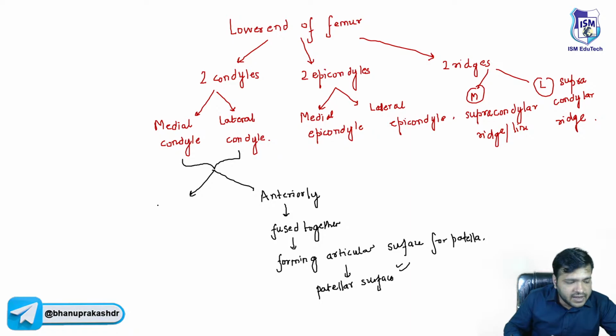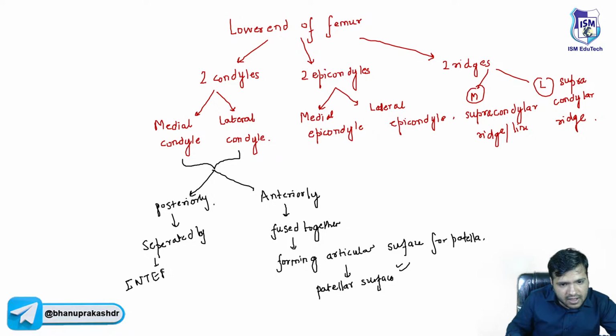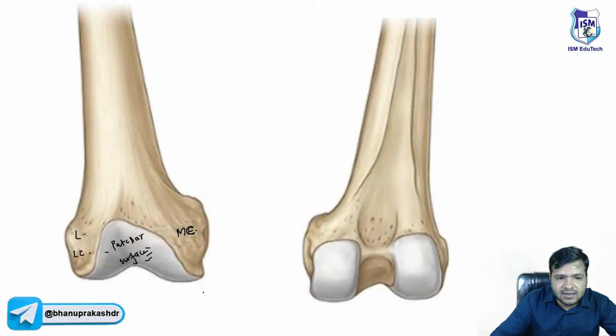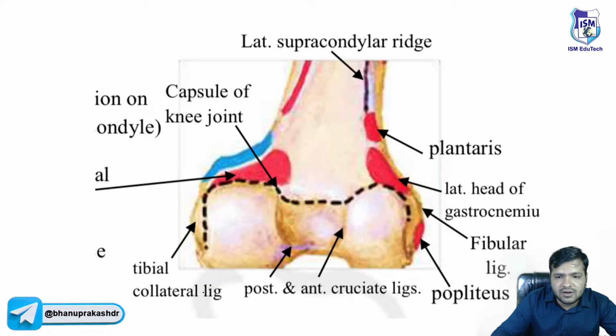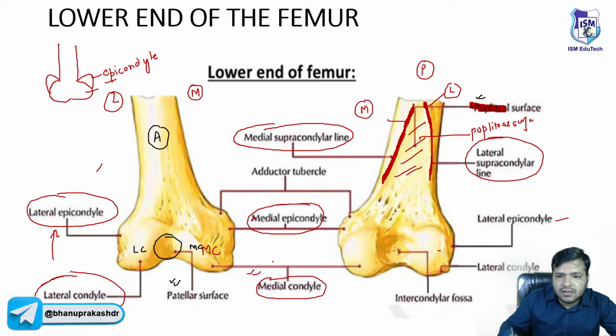The medial condyle and the lateral condyle, posteriorly, are separated by a notch, and that is called the intercondylar notch. That is why it is called the intercondylar notch. Now, when I say notch, notch is like this. You can see this is the intercondylar notch over here. So this is the medial condyle and this is the lateral condyle.